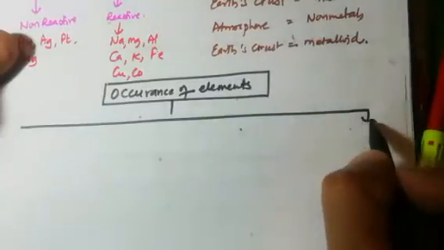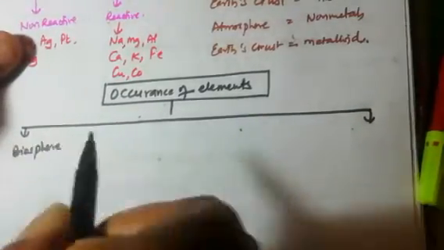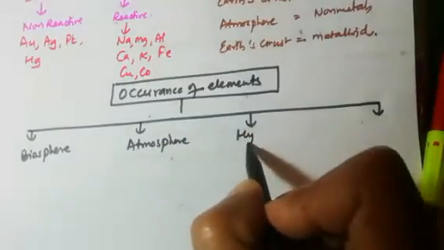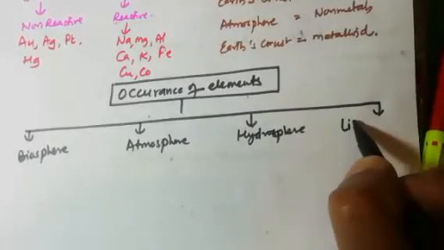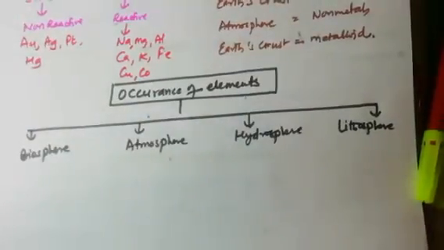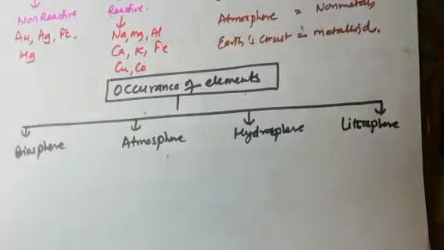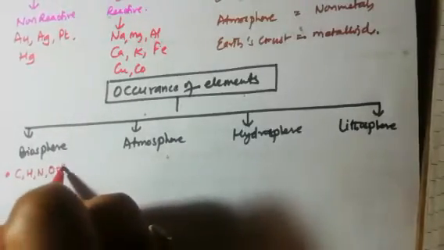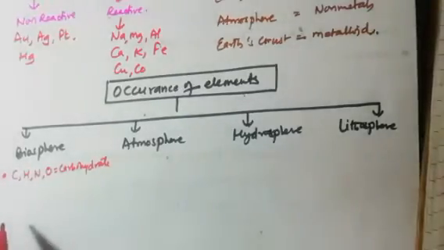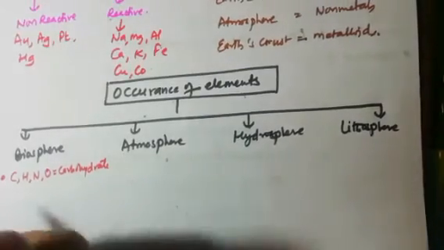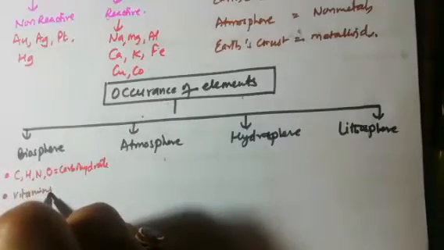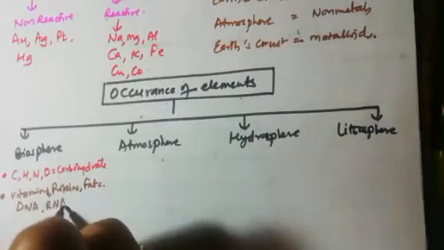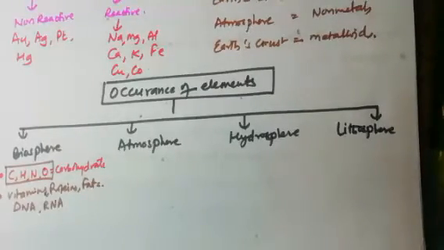If we talk about occurrence of elements, generally the elements can be found in the biosphere, including living as well as non-living. They can be found in the atmosphere, in the hydrosphere, and in the lithosphere. So in this way major elements can be found everywhere. If we talk about the biosphere, carbon, hydrogen, nitrogen, oxygen are found in the form of carbohydrates, vitamins, proteins, fats, even in DNA and RNA.